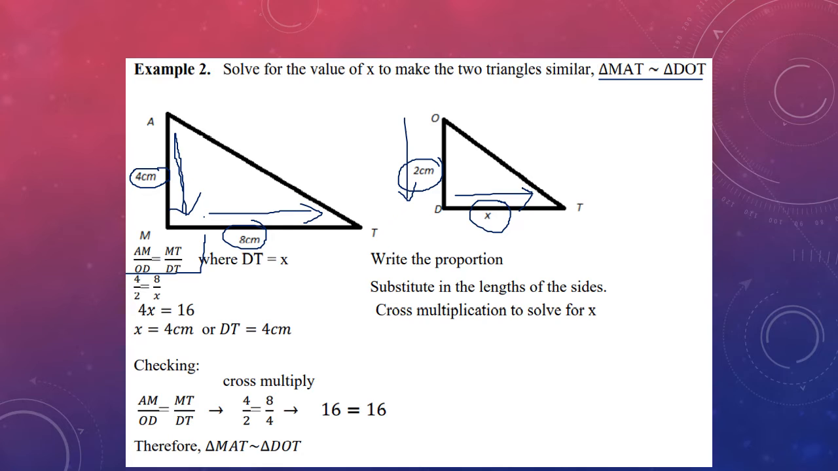So, we're going to solve that. Cross multiply: 4x equals 2 times 8, which is 16. Then divide both sides by 4. So you have the value of x, which is 4 centimeters. Since the value of x is 4 centimeters, therefore DT is 4 centimeters.